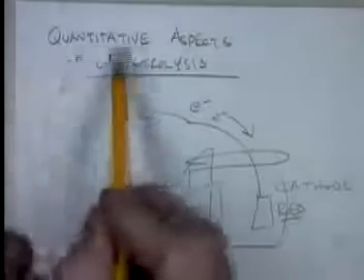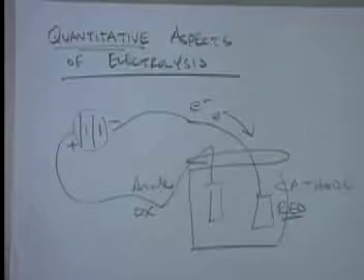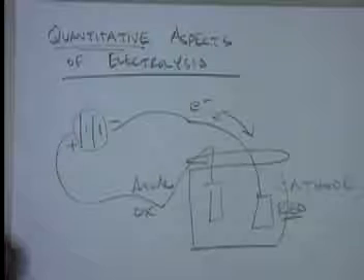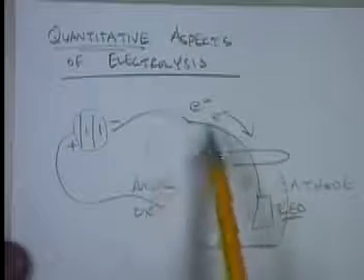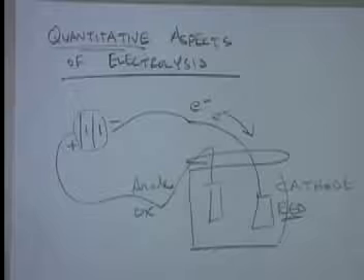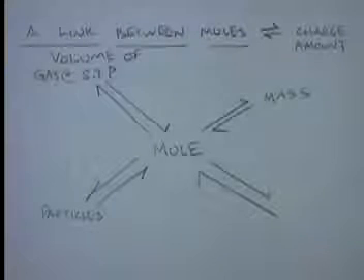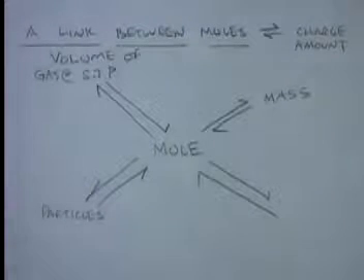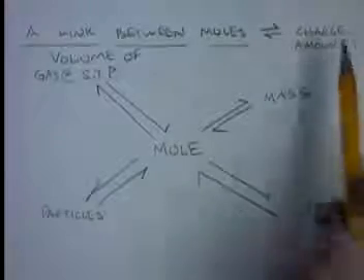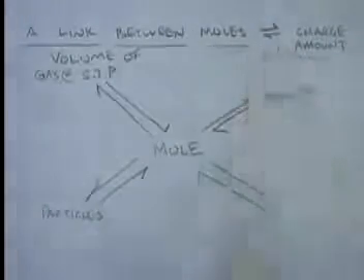To be able to look at the quantitative aspects of this electrolysis, we need to have some type of link between how many electrons we're putting into this substance and the amount of charge that we've actually added to it. This link can be illustrated as just another leg of the mole wheel, where you can convert from charge amount to amount of substance or moles.